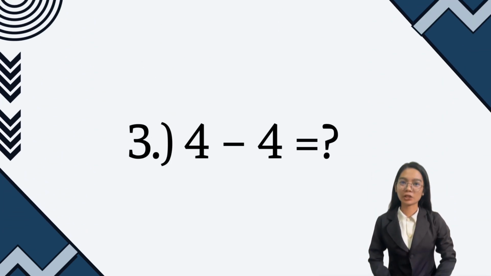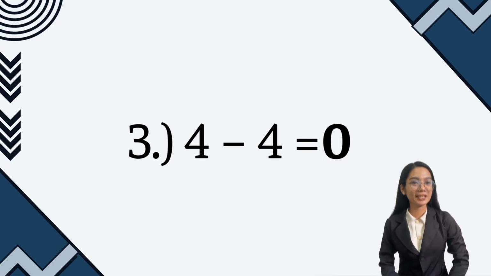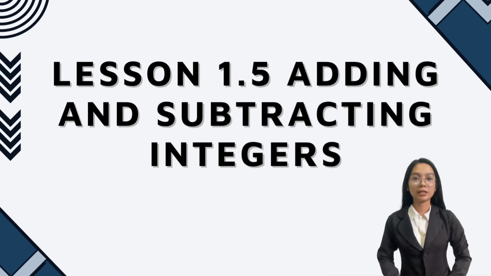For the last equation, we have 4 minus 4. 3, 2, 1, go. The correct answer is 0. All of you got the correct answer. Very good. So now, let's proceed to our lesson proper, which is lesson 1.5, adding and subtracting integers.